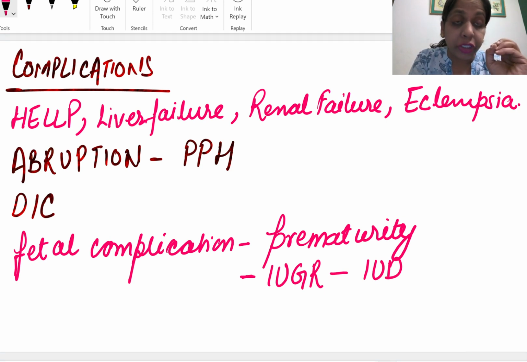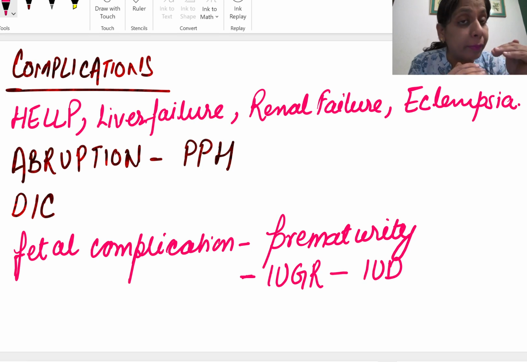Some of the complications you all know: HELLP, liver failure, renal failure, eclampsia, cerebral stroke. Now see what is happening in preeclampsia: the spiral arteries are under vasospasm, and soon there is spiral artery thrombosis.